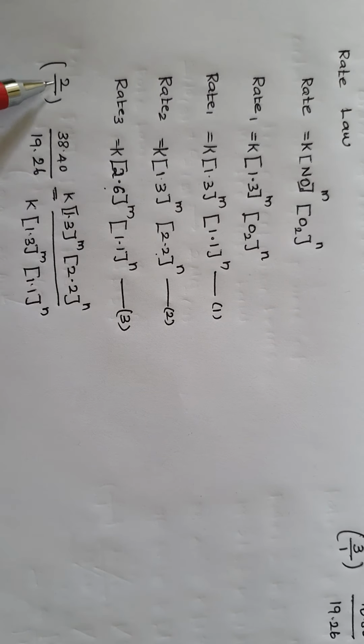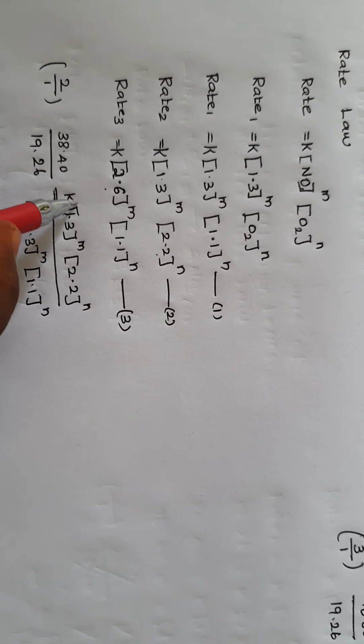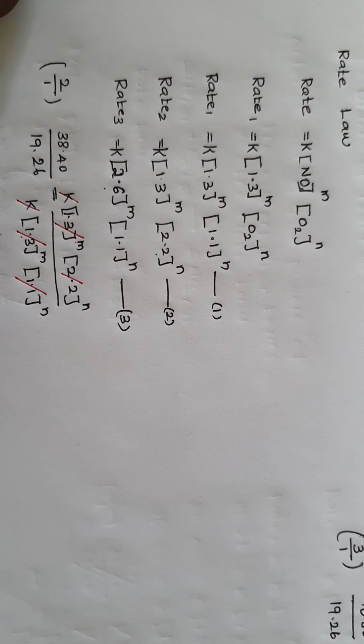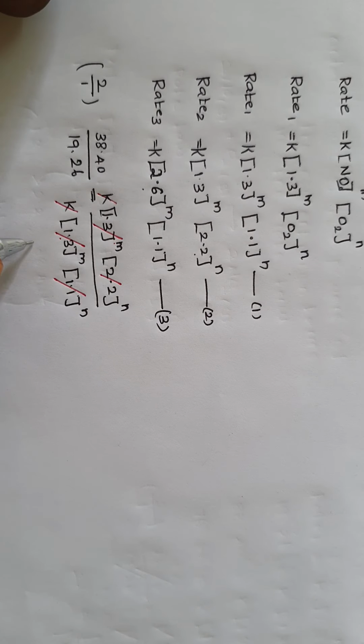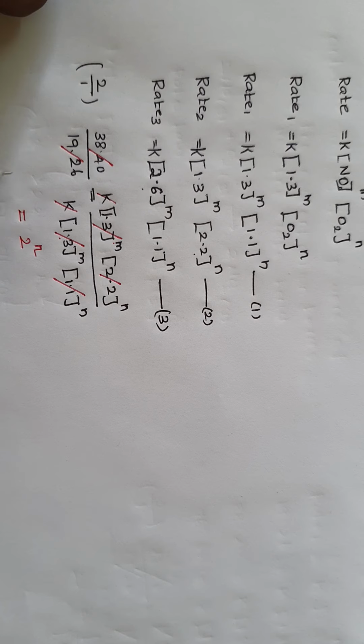So see children, first we have to divide equation 2 by 1. The common terms we can cancel, K and K we can cancel here. 1.3 power m and 1.3 power m are both the same, so you can cancel them with each other. Then 2.2 divided by 1.1, we can cancel here, 2 elevens are 22. So 2 power n here. On the right side, 19.26 into 2 is 38.40, so 2.